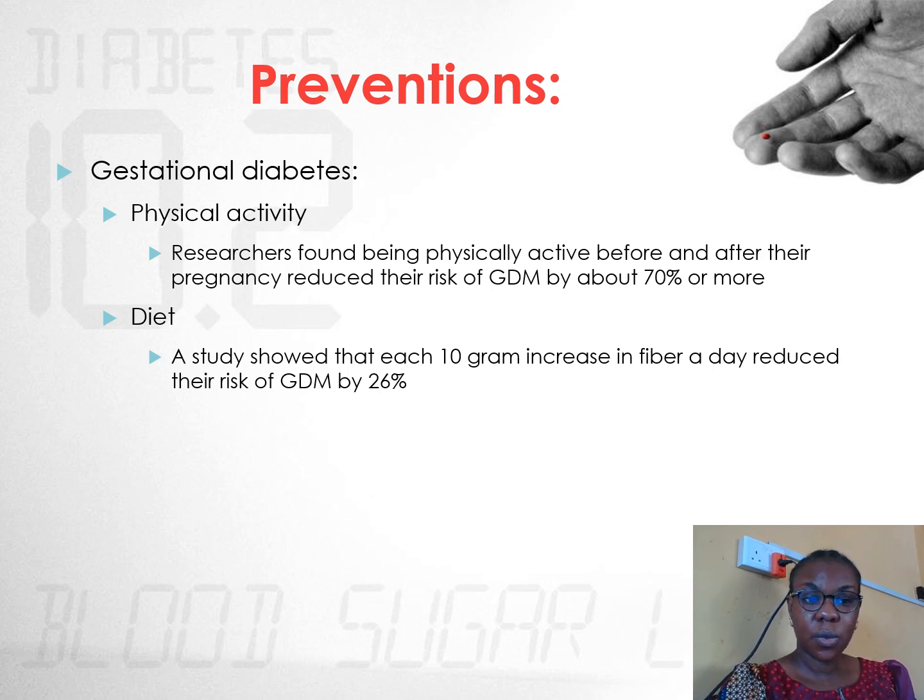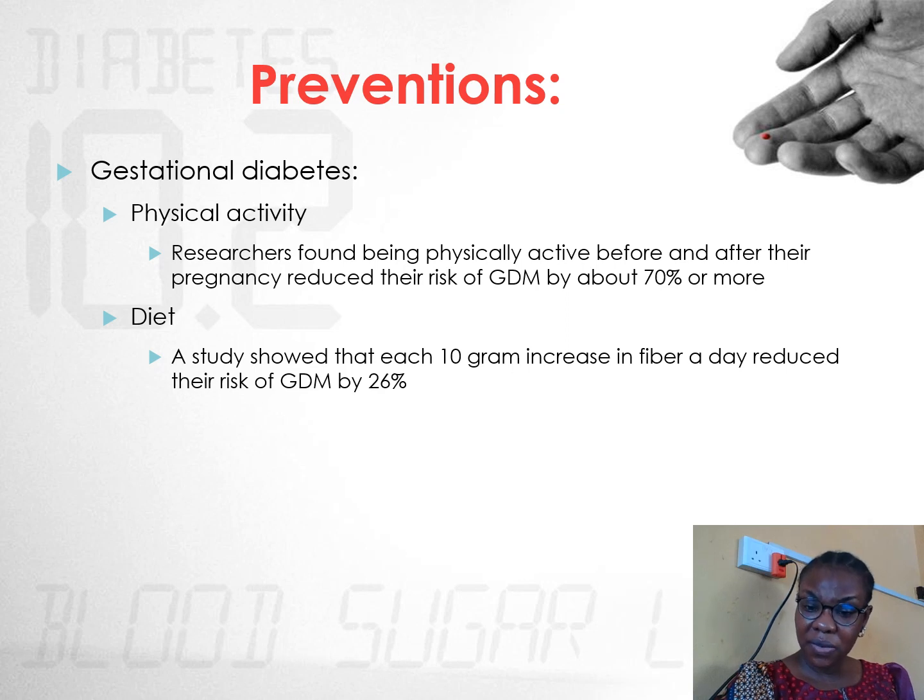So now, how can someone prevent gestational diabetes mellitus? There are two components: physical activity and diet. A pregnant person, other than the fact that the person would also aim to be of a moderate weight before getting pregnant, when they're pregnant, they're encouraged to be very physically active because researchers have found that being physically active before and after their pregnancy will reduce the risk of having GDM by about 70% or even more.